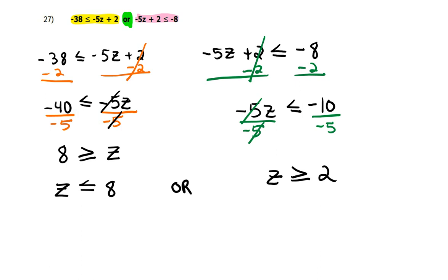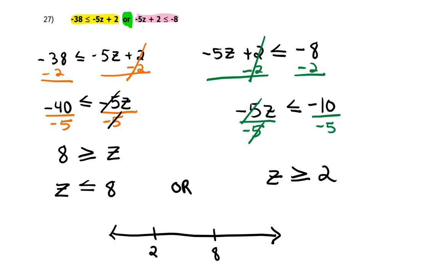Now you're supposed to express these answers as intervals, and it helps to come up with the interval if you actually graph it on a number line. So I'm going to draw a number line. My two numbers are 8 and 2, so if 2's down here somewhere, then 8's up here, because numbers on number lines go from smallest to largest from left to right.